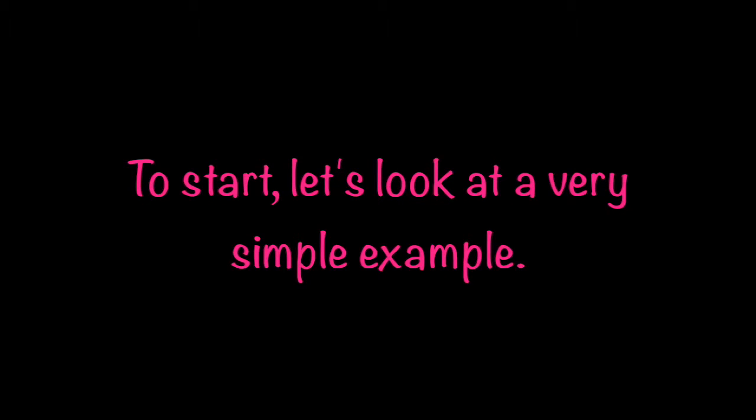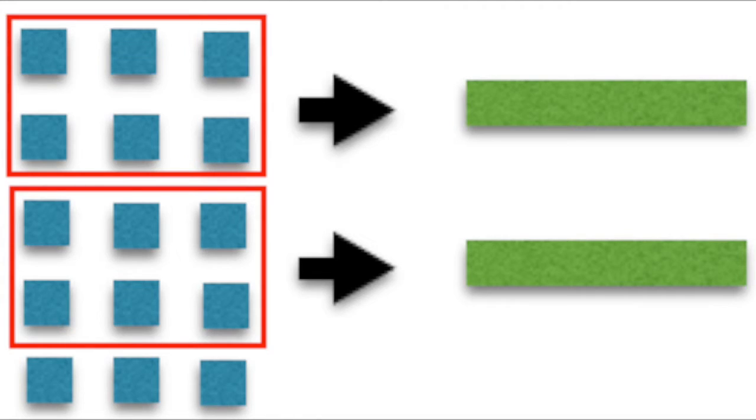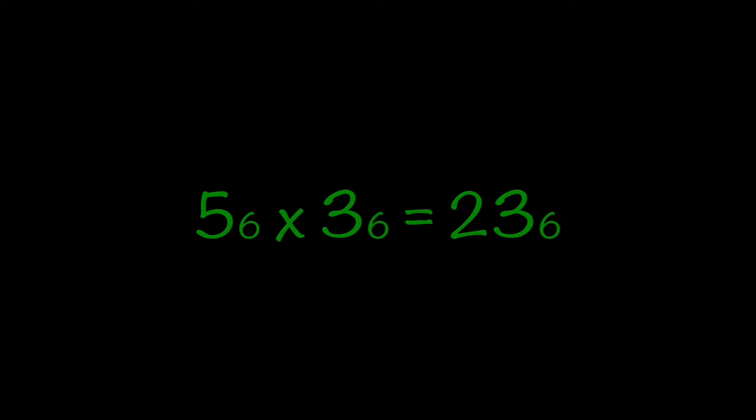To start, let's look at a very simple example. 5 base 6 times 3 base 6. In this problem, we are being asked how many blue units there are in 3 groups of 5. Once we have all of the units drawn out, we can put them into groups of 6. 6 units equal 1 stick. There are enough units to form 2 sticks with 3 units left over. 2 sticks and 3 units represents the number 2, 3 base 6. Therefore, 5 base 6 times 3 base 6 equals 2, 3 base 6.